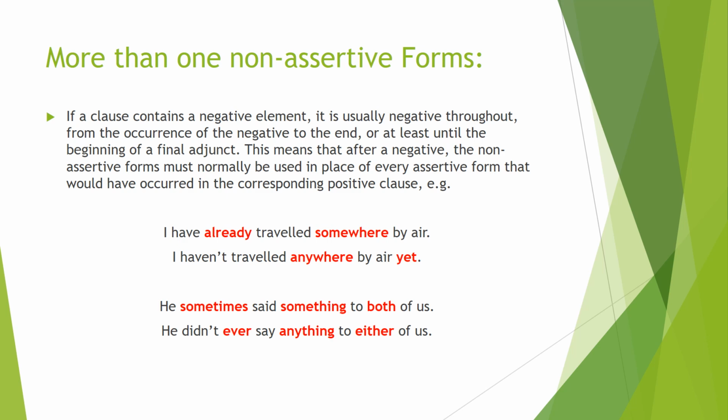So when we change this sentence into negative, we are going to say, he didn't ever say anything to either of us. You see, we have three assertive forms in the affirmative sentence, and on the opposite side, we also have three non-assertive forms in the negative sentence. Is it clear? You have also to pay attention to this point: whatever number of assertive forms are in the positive sentence, you have to change them into non-assertive forms when you change your sentence into negative.